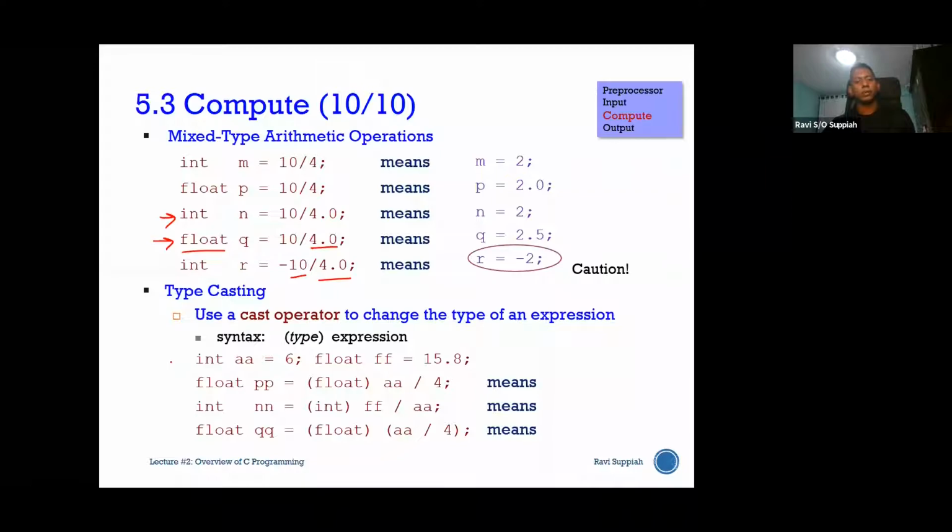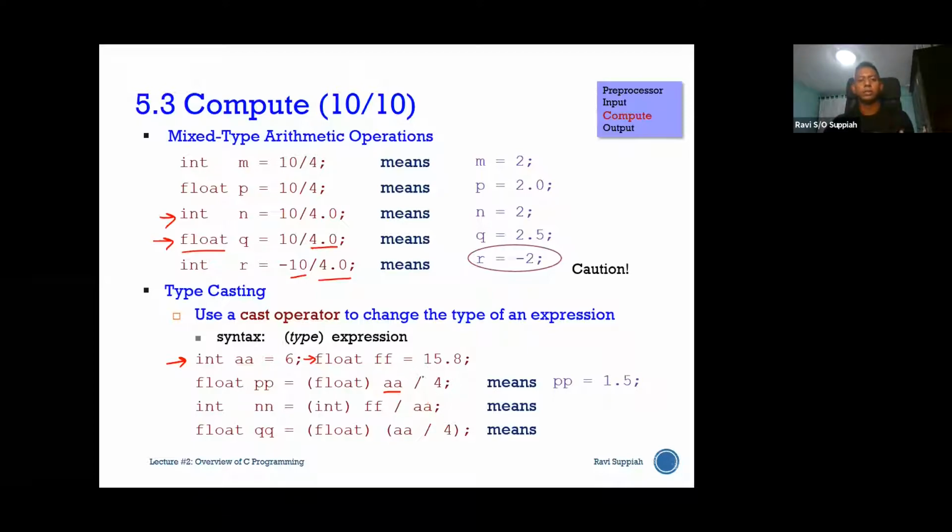Over here you have integer a equals 6 and float ff equals 15.8. So one integer and one float. Now in my first line here, I have float AA divided by 4. So 6 divided by 4. Now when I have 6 divided by 4, what happens? When I say float AA, I am temporarily interpreting the variable AA as a float.